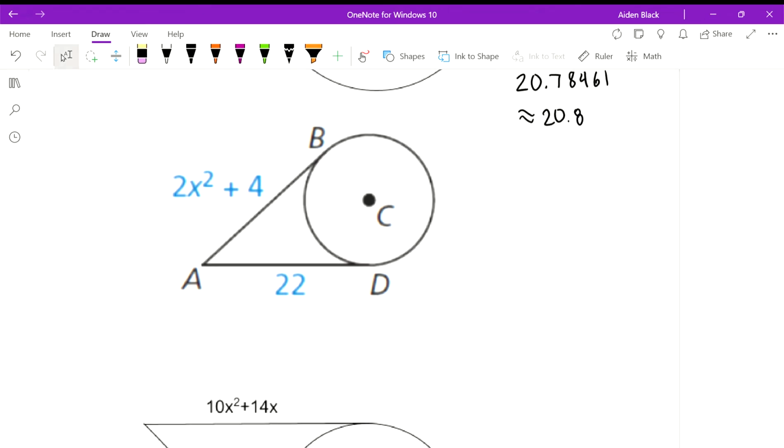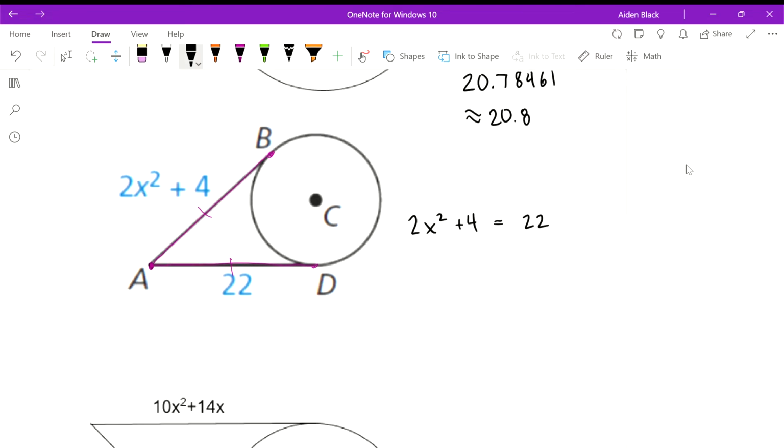Now this one we know again, and we're just going to assume that these are tangent segments. That's something we shouldn't naturally do. This is what we've been working with, the 2 tangent segment theorem, which means that this is congruent to this. Therefore, if AB is represented as 2x squared plus 4, and AD is represented as 22, and we know that those 2 line segments are congruent, then those expressions are equal. So we can make this equation here.